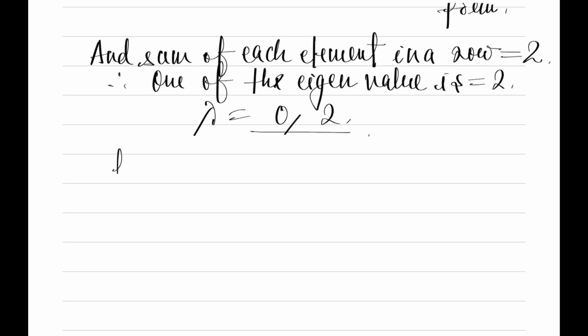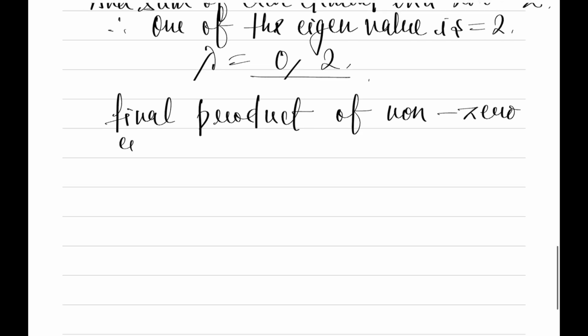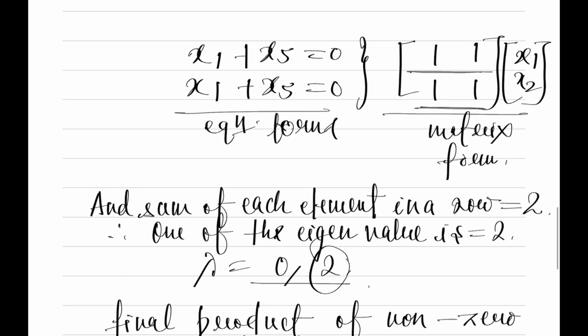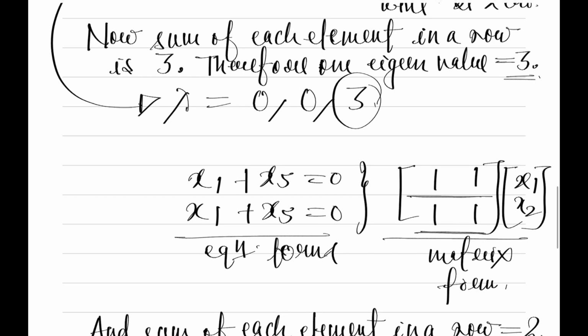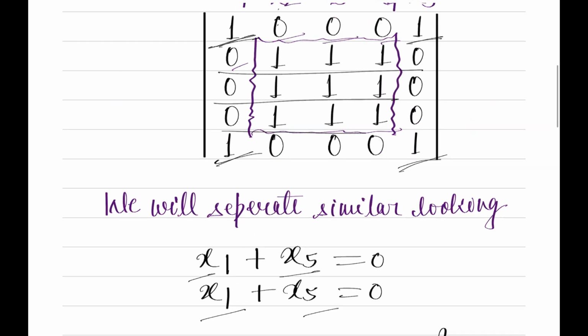Now the final product of the non-zero eigenvalues is 2 into 3, since we have one non-zero eigenvalue from each part, which is 6. So this problem becomes easier with the partition technique.